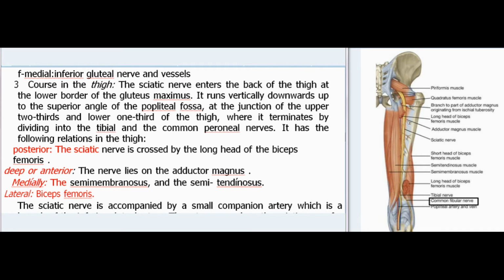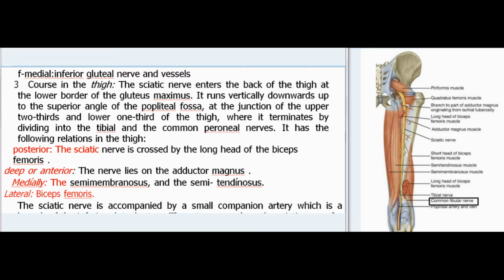3. Course in the thigh. The sciatic nerve enters the back of the thigh at the lower border of the gluteus maximus. It runs vertically downwards up to the superior angle of the popliteal fossa, at the junction of the upper 2/3 and lower 1/3 of the thigh, where it terminates by dividing into the tibial and the common peroneal nerves. It has the following relations in the thigh. Posterior: the sciatic nerve is crossed by the long head of the biceps femoris.